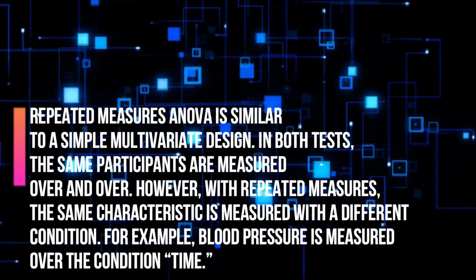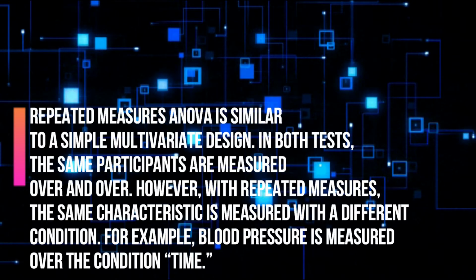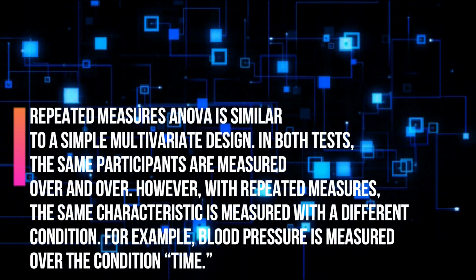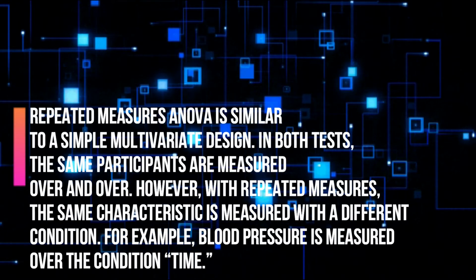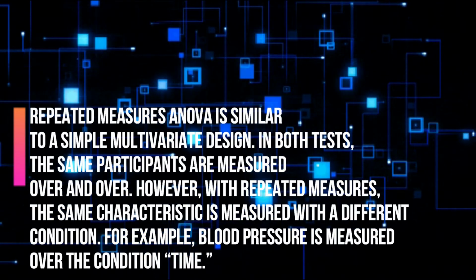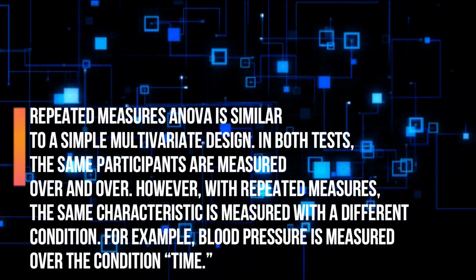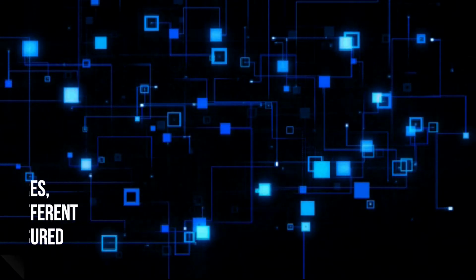Repeated measures ANOVA is similar to a simple multivariate design. In both tests, the same participants are measured over and over. However, with repeated measures, the same characteristic is measured under different conditions. For example, blood pressure is measured over the condition, which is time.